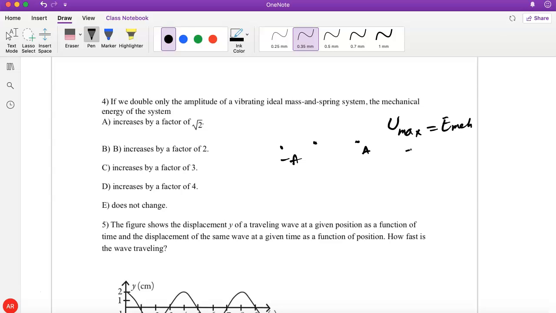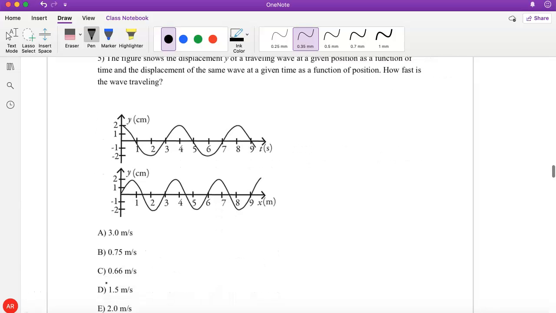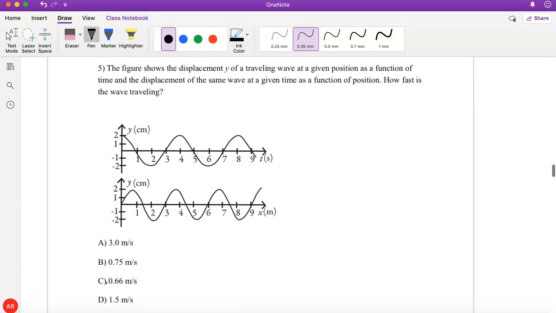So this is equal to 1/2 k A squared. So for a constant spring constant k, if we double the amplitude, we should increase the energy by a factor of 4. Okay. All right, let's take a look at the next question.